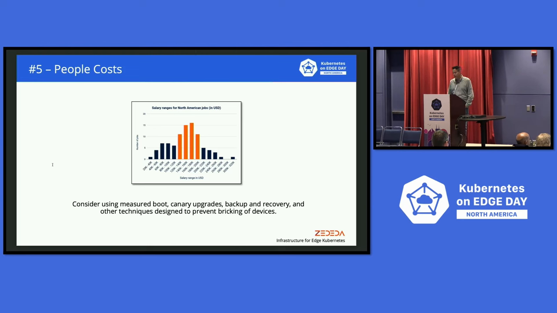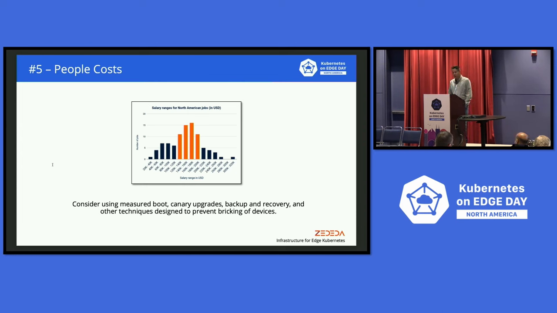In terms of the fifth challenge, people are always the worst part of a system. Most of the mistakes happen there. But beyond that, operating Kubernetes and having that expertise is a sought after technology, right? People want to hire these people. They're expensive. They're especially expensive when you ask them to go to remote Texas. Not everybody wants to live in remote Texas or in the Middle East. So people costs can be huge. So anything you can do to prevent a truck roll, to prevent a human from having to go to this edge site, can save you a lot of money.